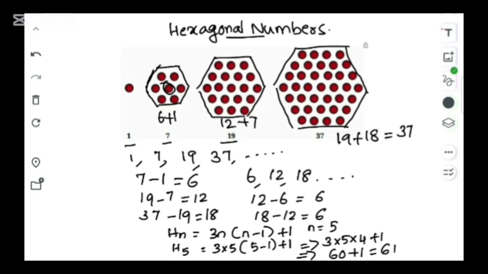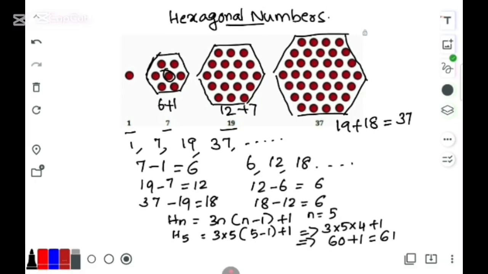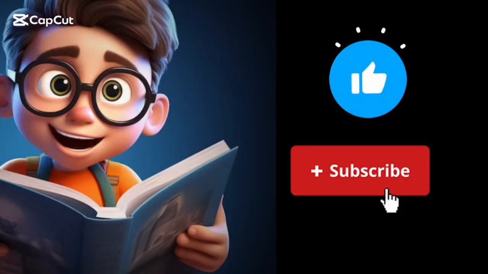Using this formula, we can find the 10th, 50th, or even 100th hexagonal number easily. That's all for today's class. I hope you understand the concept clearly. In our next class, we will continue.